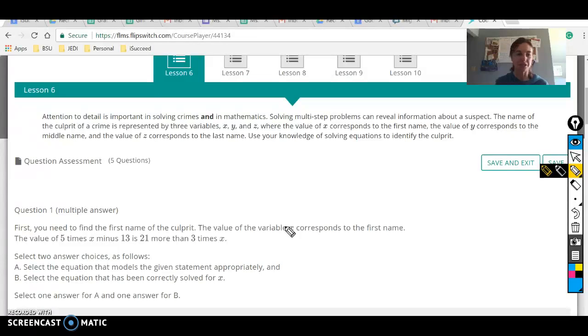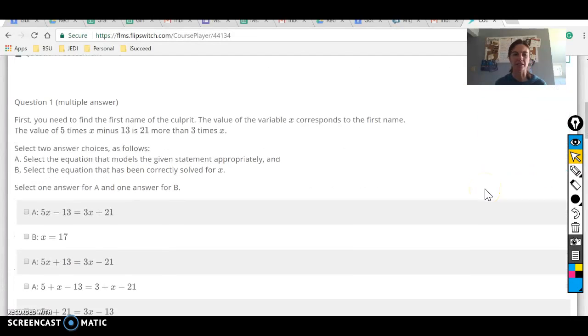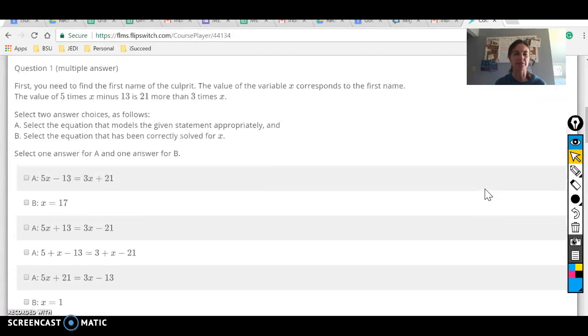And the first question is, first you need to find the first name of the culprit. The value of the variable x corresponds to the first name. The value of 5 times x minus 13 is 21 more than 3 times x. Okay, so let's scroll down so we can see our answers here too.